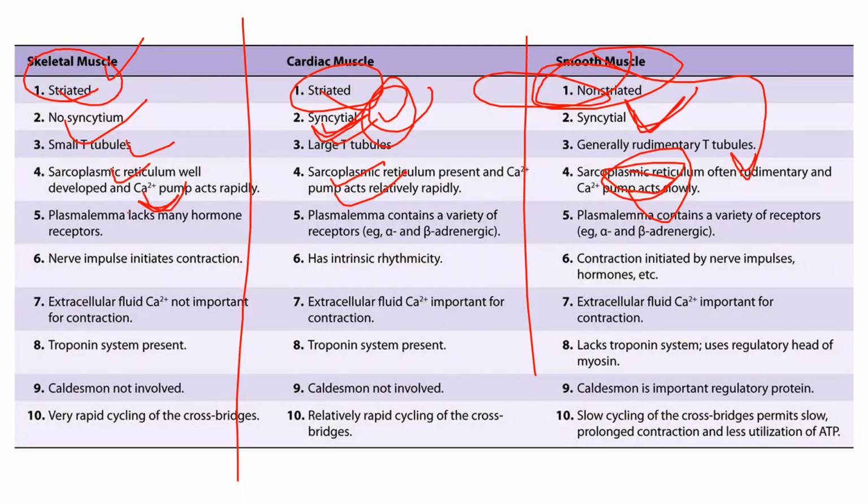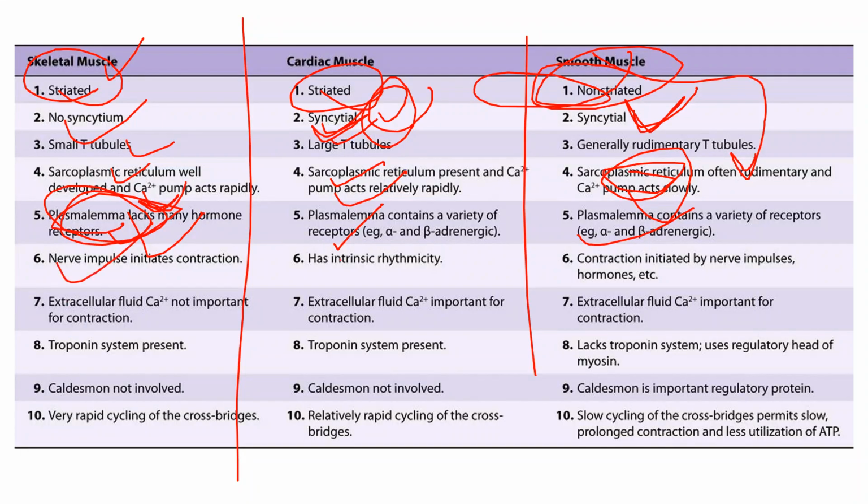Skeletal muscles have many receptors, but cardiac muscles have a variety of receptors, for example alpha and beta adrenergic. Smooth muscle also has a variety of receptors. But in skeletal muscles, not many hormone receptors are present. They lack them. Nerve impulse initiates the contraction.